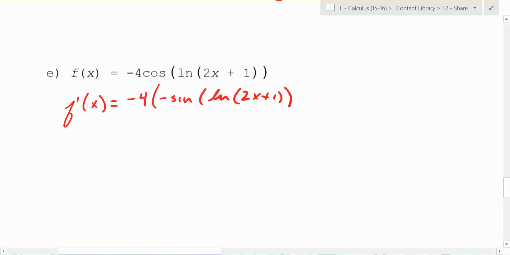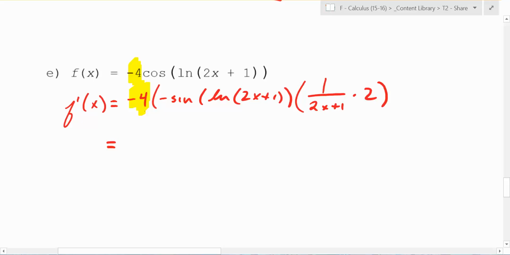So it's negative 4. The negative 4 is just along for the ride, everybody. I'm just putting negative 4 on the outside. What's the derivative of cosine? Negative sign. So it's negative sine of that, but then what do you have to multiply by? The derivative of the inside. What is the derivative of ln of 2x plus 1? 1 over 2x plus 1 times 2. Exactly. So if you're going to simplify this, what would it become?